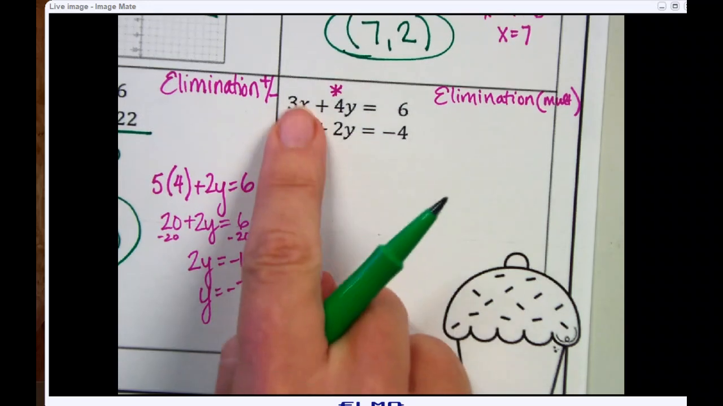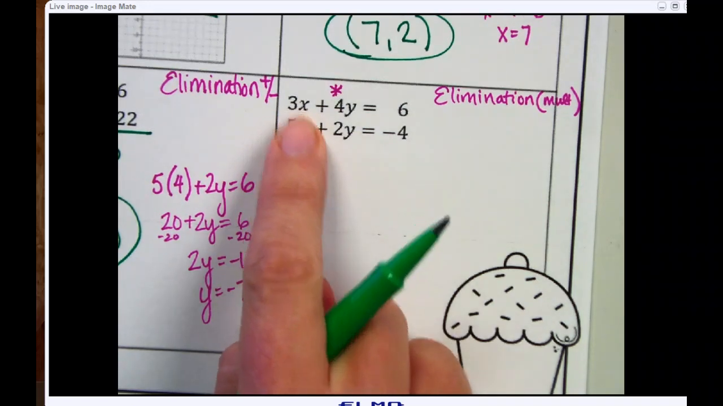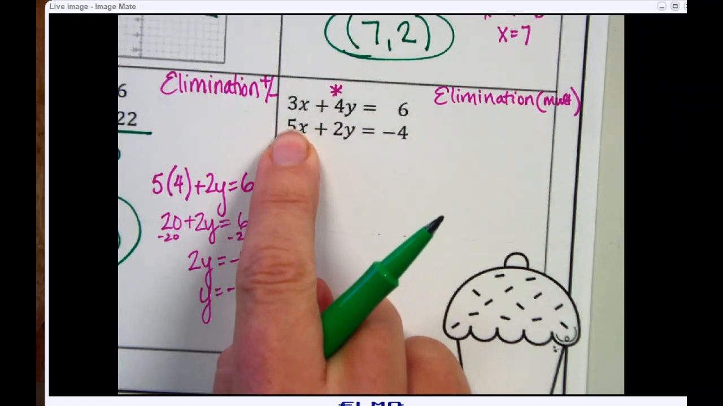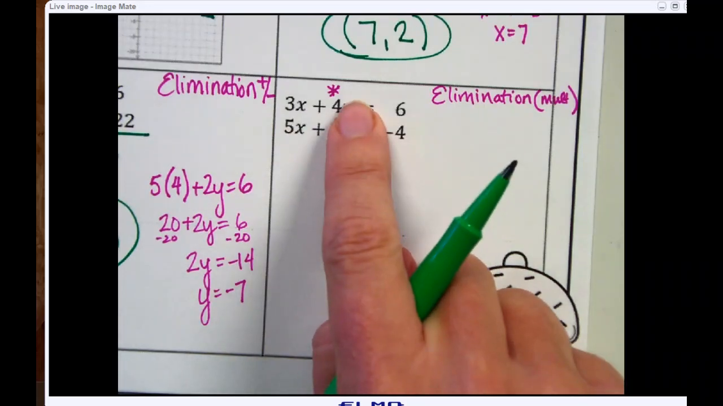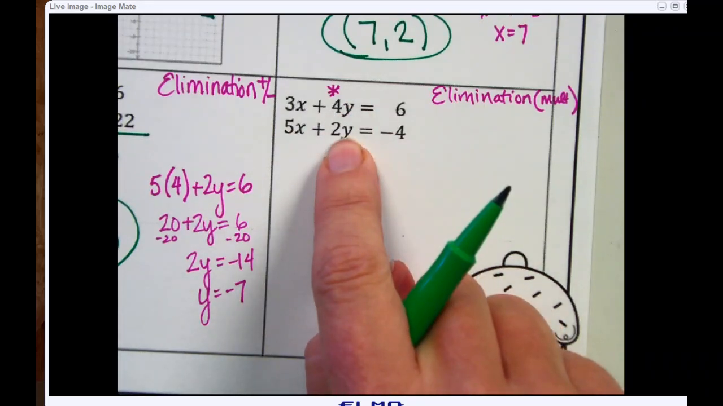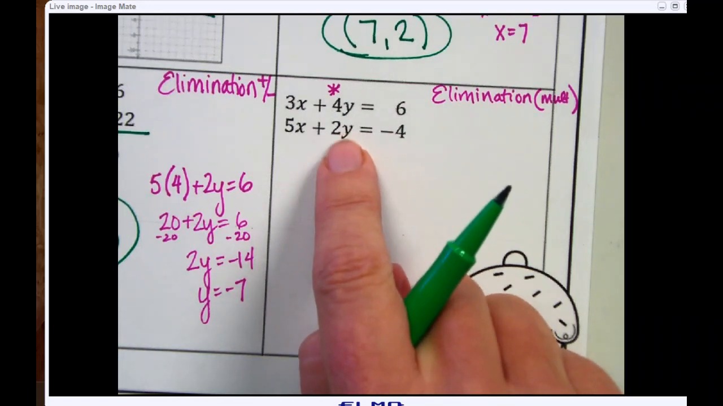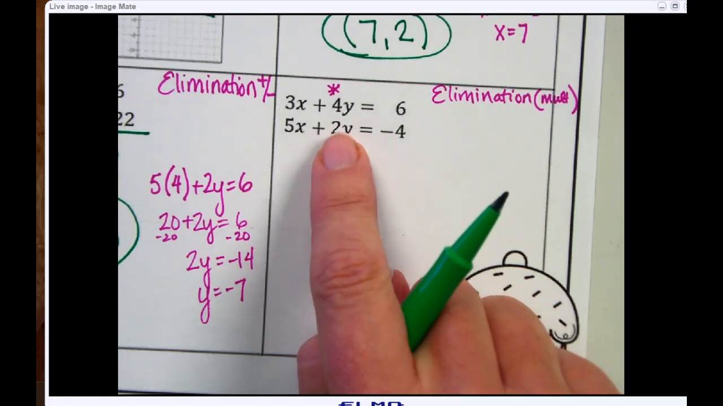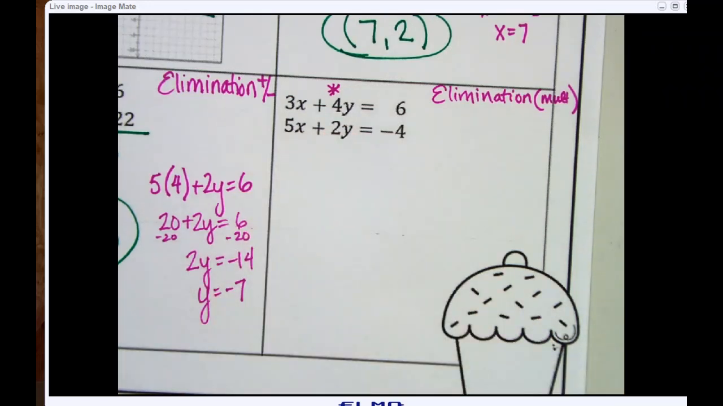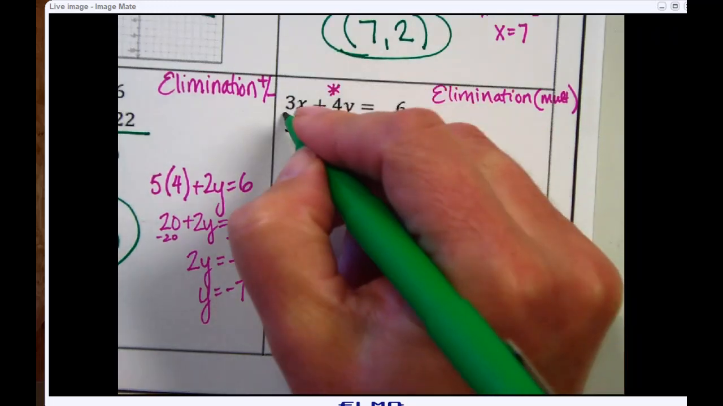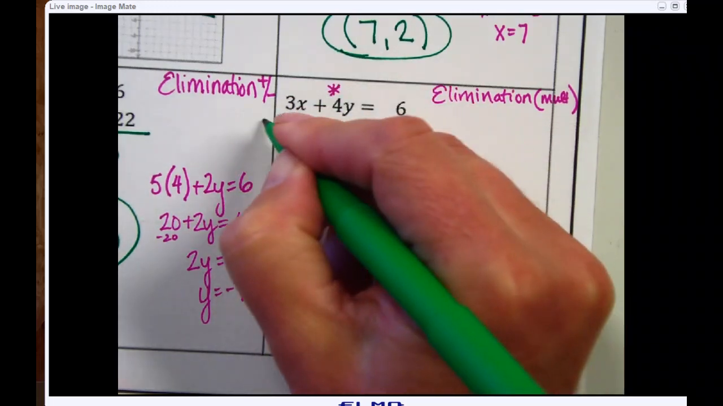I would have to multiply this to get 15. I would have to multiply this to get 15. But on this one, I'm only going to have to multiply one equation, right? I've got a positive 4 up there, so what do we need this one to be to get a 0? Negative 4, right? So what do I need to multiply this equation by to have a negative 4 right there? Negative 2. So I need to multiply this equation by -2.